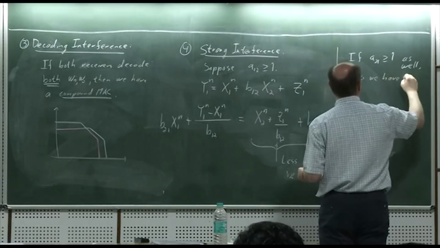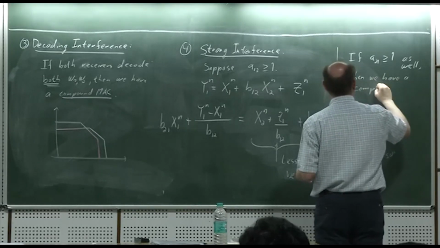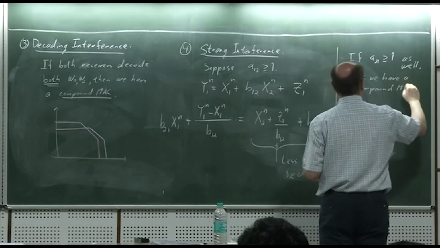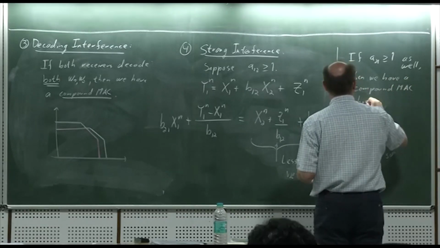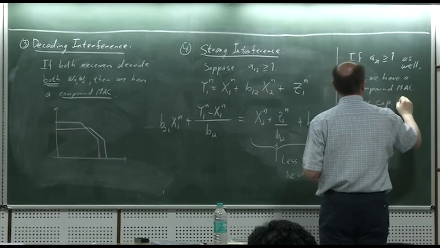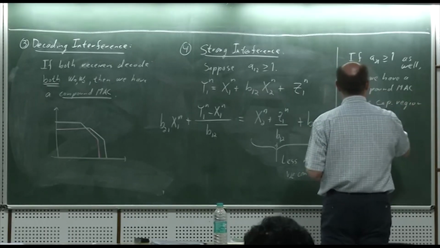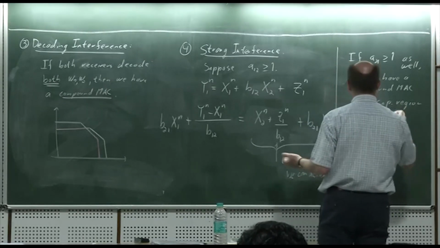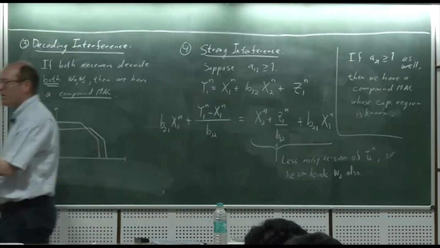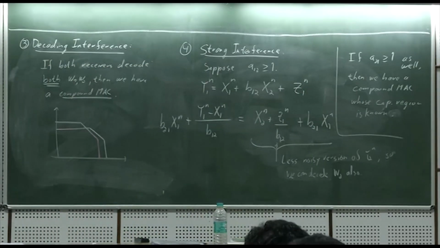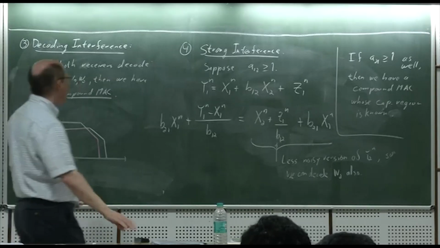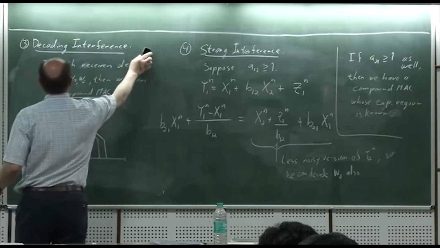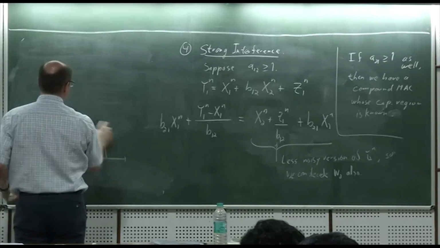Now, we didn't discuss this, but the capacity region is known to involve decoding both messages. Okay, so that's the proof that decoding interference as noise is optimal as soon as A12 and A21 are bigger than 1, then we have the capacity region.